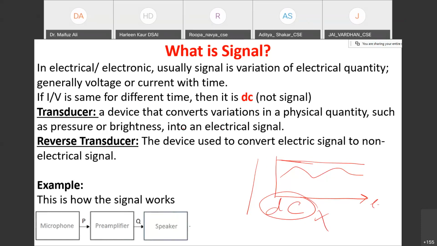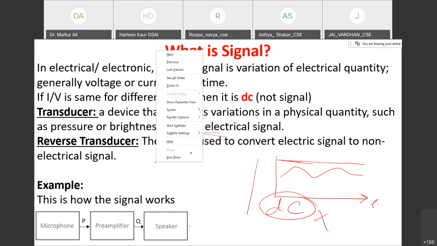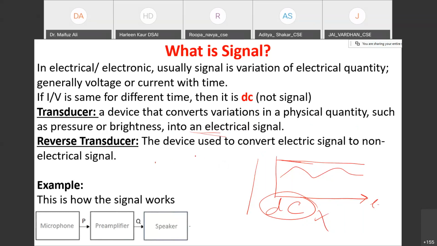The device that converts the variation of physical quantities such as pressure, brightness, or temperature into an electrical signal is called a transducer. A transducer is a device used to convert a physical quantity to an electrical signal. Similarly, a reverse transducer is a device used to convert an electrical signal to a non-electrical signal.